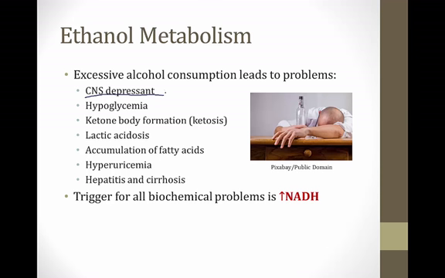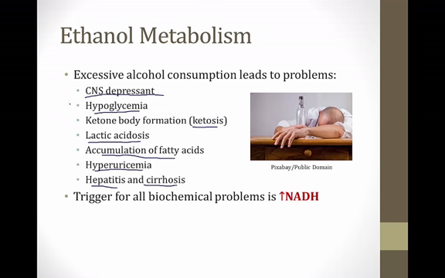These other items I've listed on the screen are the biochemical consequences of too much ethanol consumption. If you drink too much alcohol, you can develop hypoglycemia, you can form too many ketone bodies and develop ketosis, you can develop a lactic acidosis, fatty acids can accumulate in the liver, you can develop hyperuricemia, which can lead to gout, and you can also develop hepatitis and cirrhosis.